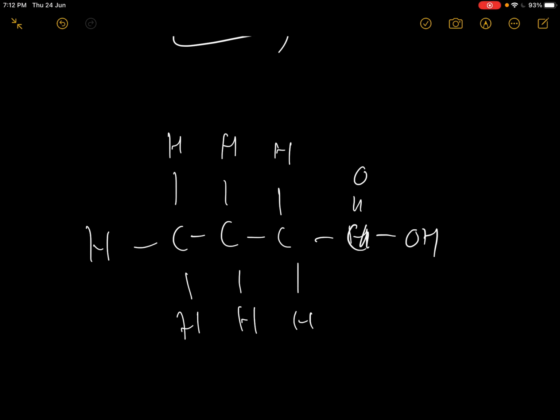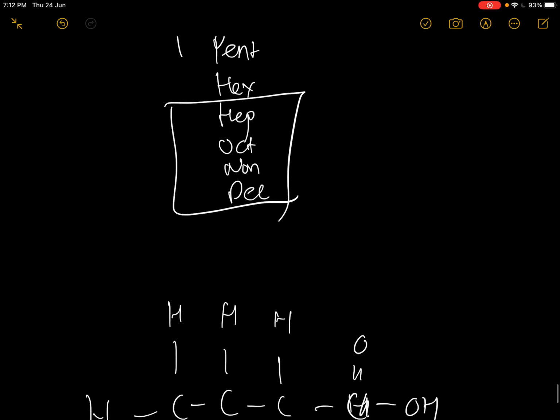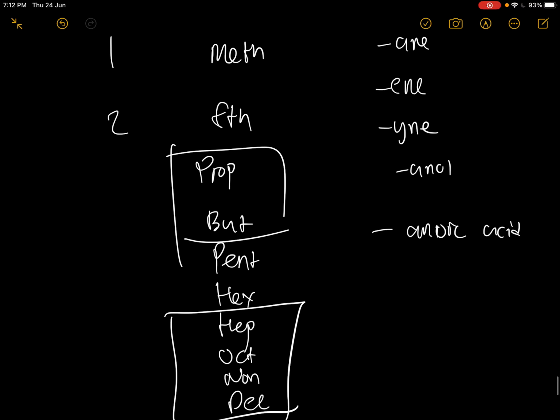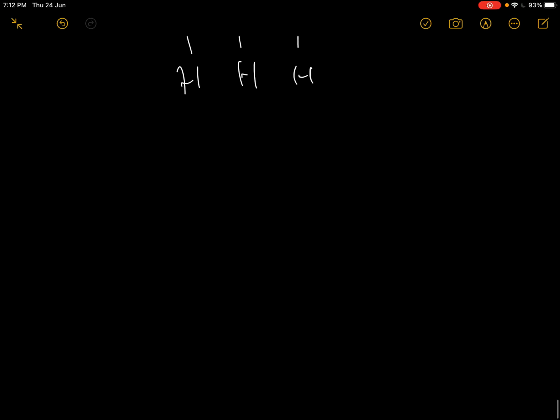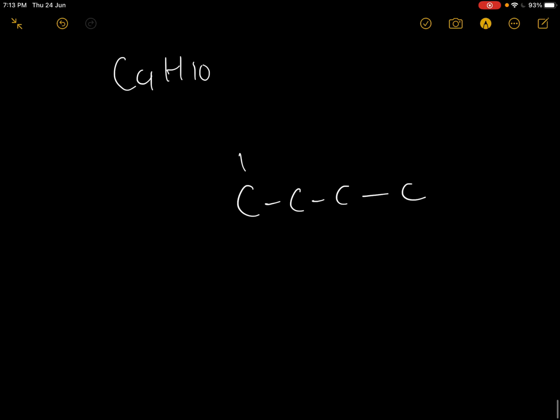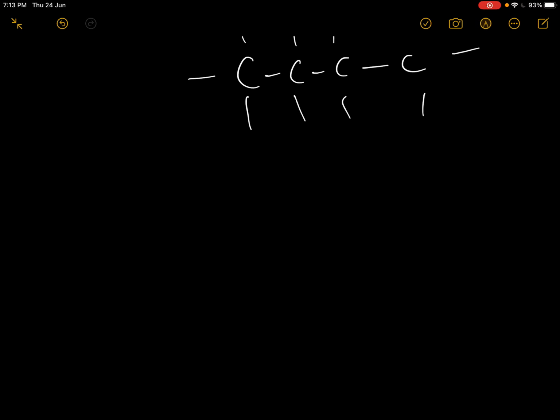Now we get to the more pattern part. The nomenclature of your isomers. Back to isomers: isomers have the same general formula, but different structural formula, right? So for example, let's say I want to draw something that is C4H10. There are two main isomers. Number one is this, and number 2 is this.